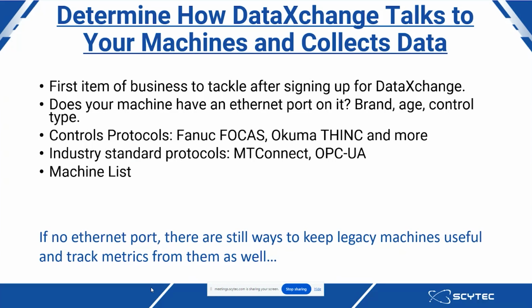So when we do a more tailored demonstration of DataXchange to you, we normally ask for a machine list that can go over what machine types they are and, most importantly, what kind of controls are on them. So let's say that you have a machine that is a little bit older. It's a legacy machine without any Ethernet ports on it, or you have some other stuff that you're looking to track as well, such as cobots and sensor types.